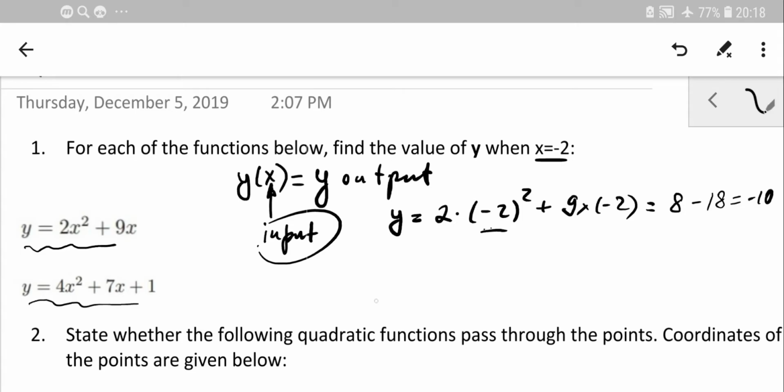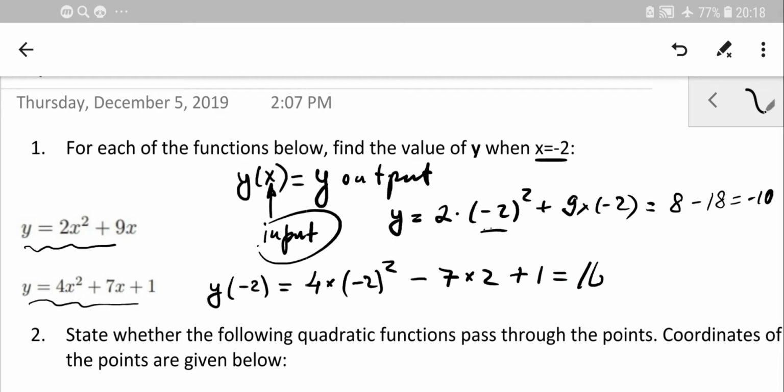Alright, so let's go next. 4x squared plus 7x plus 1. From where we do the same. So we simply calculate y from negative 2. We have an input negative 2 and we plug in. Alright, so 4 times negative 2 squared, and then minus 7 times 2, so I put minus just in before, and then plus 1. Alright, we'll get 4 times 4 is 16, then negative 14, and plus 1. Finally, we'll get 2 plus 1, which is 3.